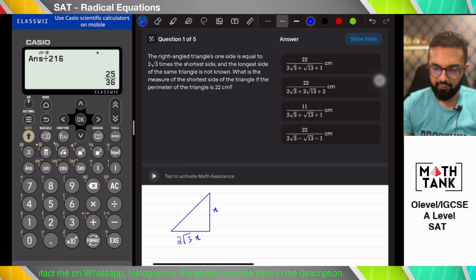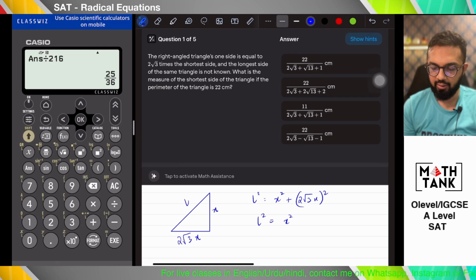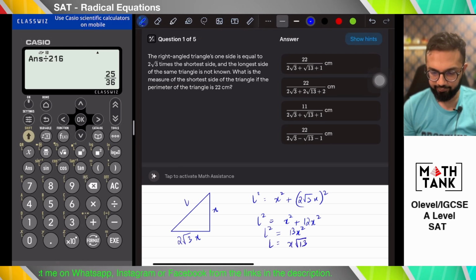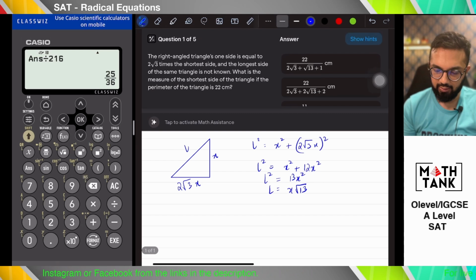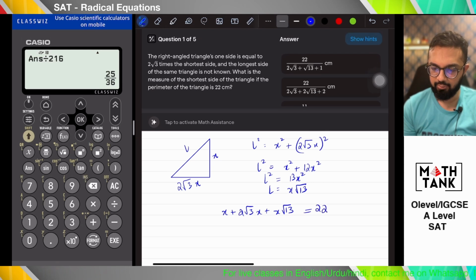Okay, so I'll have to first find out the longest side. So L squared equals x squared plus (2 root 3 x) squared. L squared is x squared plus 12x squared. That's 13x squared, so L is therefore x root 13. So the perimeter is x plus 2 root 3x plus x root 13 equals 22. I could factor out an x.